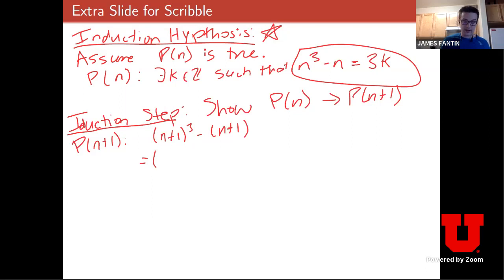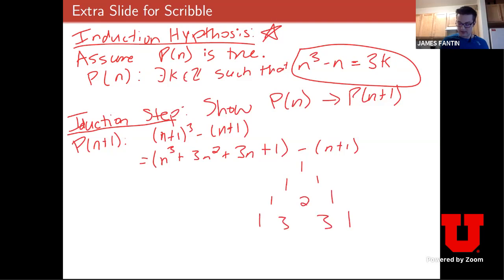If you remember the general form for cubics, this is going to be n cubed plus 3n squared plus 3n plus 1 minus n plus 1. Just recall that you can expand quadratics, cubics, quartics, and the such really fast by looking at the coefficients with Pascal's triangle. So if you just write down Pascal's triangle, for a cubic, these are the coefficients of the values that we have. So we've got n cubed, n squared, n, and 1.